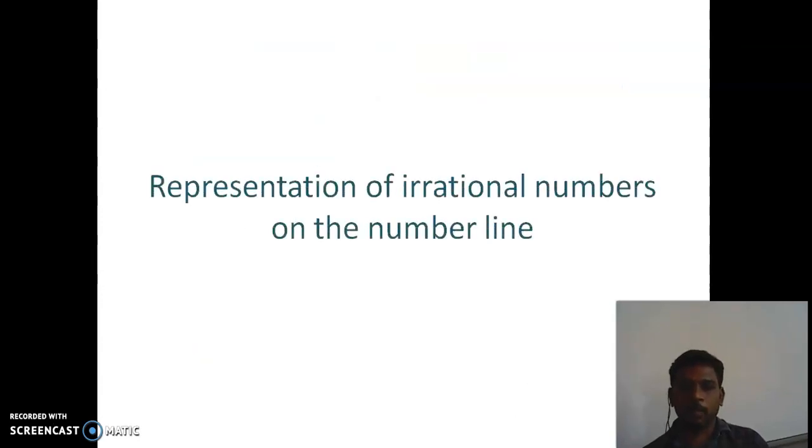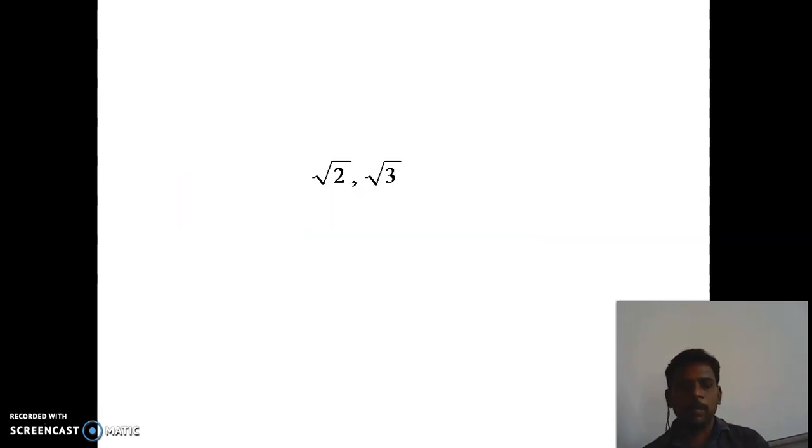So next one. How can we represent irrational numbers on the number line? You already know how to represent rational numbers on the number line. You learned it in our lower section, in our 8th standard, even in our 7th standard. But here we are going to learn how to represent irrational numbers on the number line. So let us see one example.